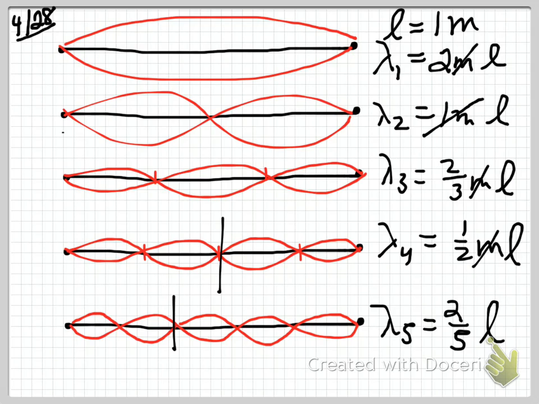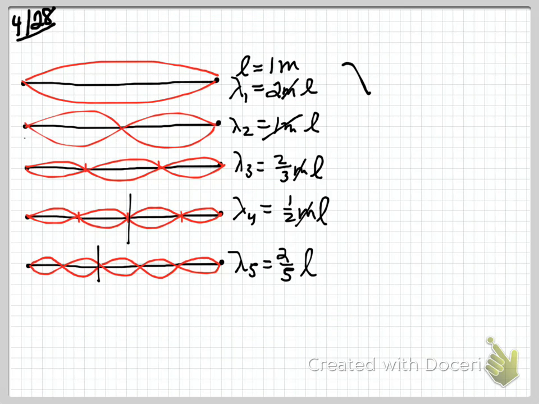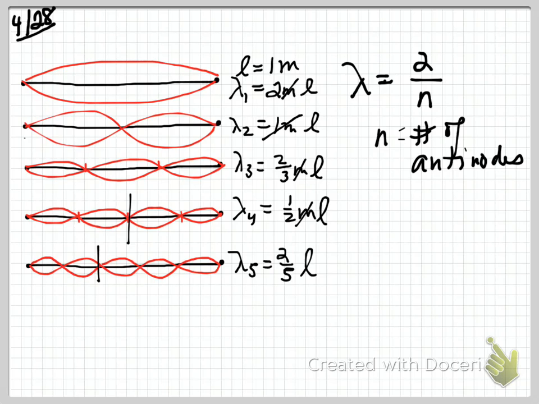Well, there is something actually kind of exciting. There's a pattern here. Because we're not going to be doing the sound chapter, I want to do a little bit of this here, because normally we would do more of it there. Really, in every case, lambda equals 2 over n, where n equals the number of antinodes, times the length: 2 over n L.